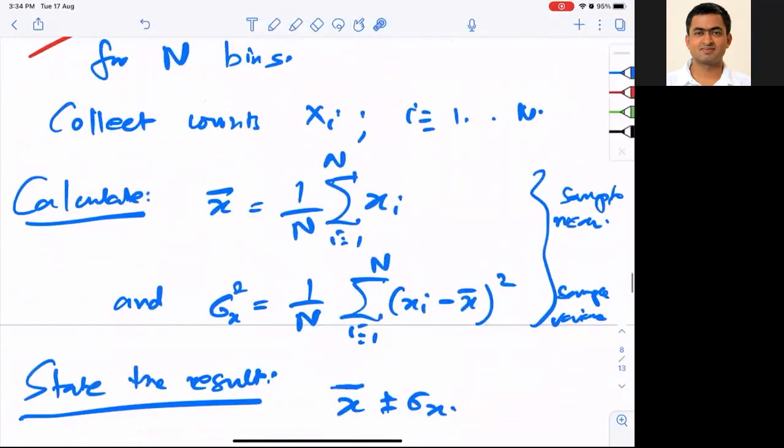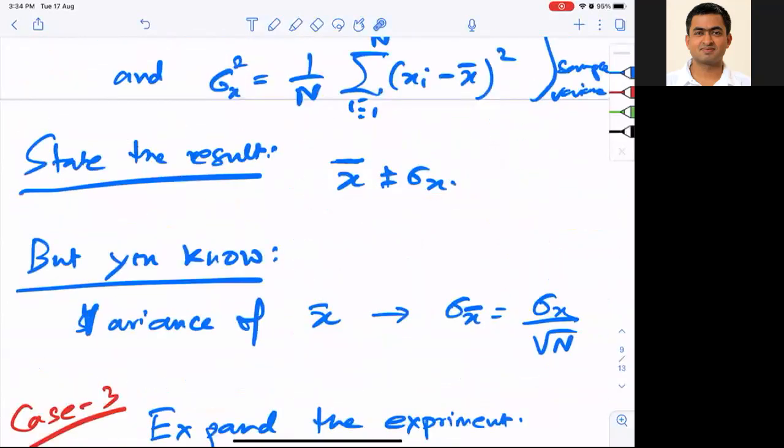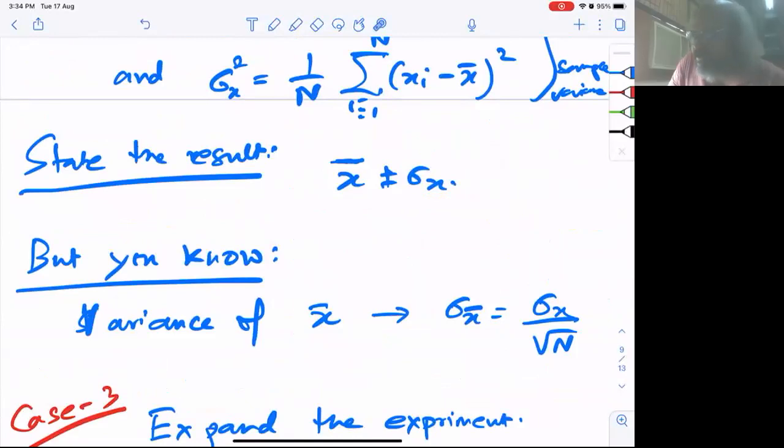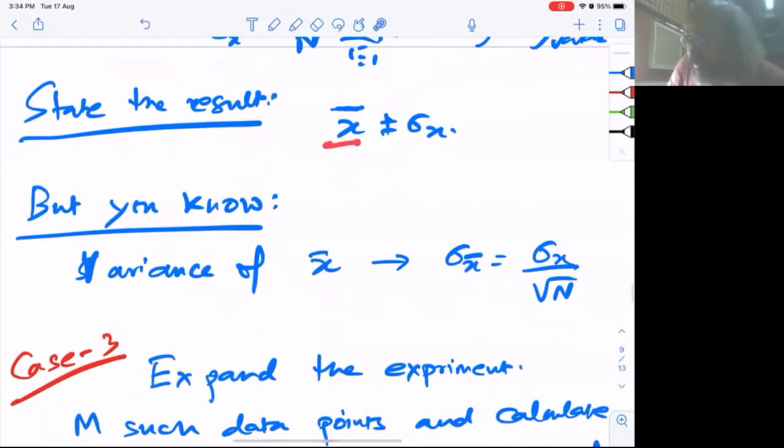Yeah, so you state the result x bar plus minus sigma x, right? But now this is where the issue comes in, that you know actually a little more. You know that this x bar, so this was your data variance, standard deviation, but x bar, just now we did this analysis of the central limit theorem and so on. So x bar, if I think of it as a random variable, then x bar actually has a standard deviation, which is sigma x divided by square root of n. You know this, but there's no way you can actually verify this. You see?